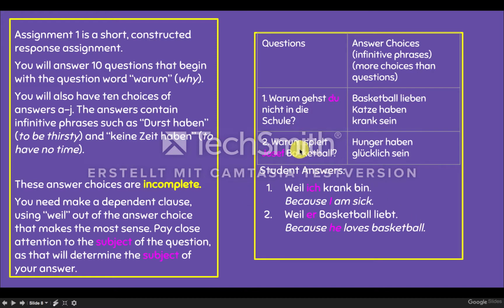Let's look at number 2. Warum spielt Josef Basketball? So why does Joseph play basketball? So it could be because he's hungry, it could be because he's happy, and it's actually these choices too, because he likes basketball or loves basketball, because he has a cat, or because he's sick. Well, if the question is why does he play basketball, my best guess is because he loves basketball. So we have to say because he loves basketball. So we start with because, weil, then we have the subject, then we have Basketball, because our verb is kicked to the end, liebt. Remember to conjugate the verb. I had to lop off that en ending, put the t on, and conjugate it correctly.